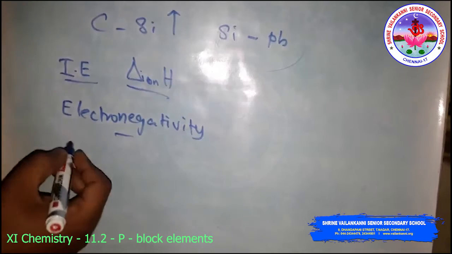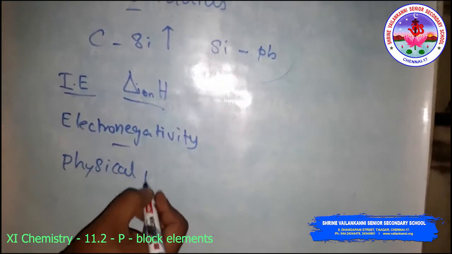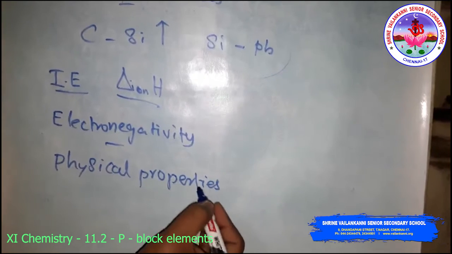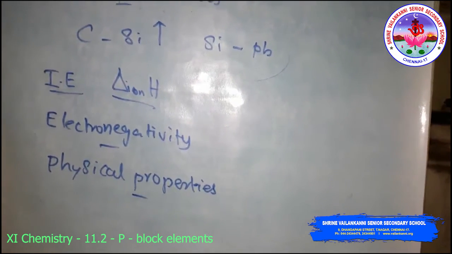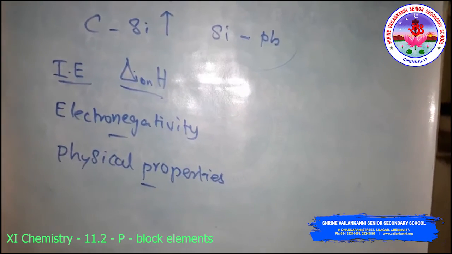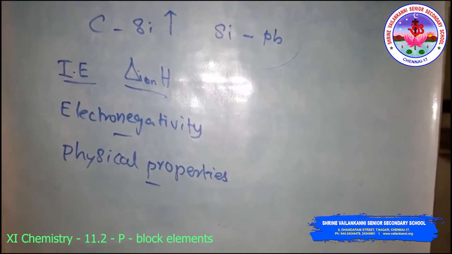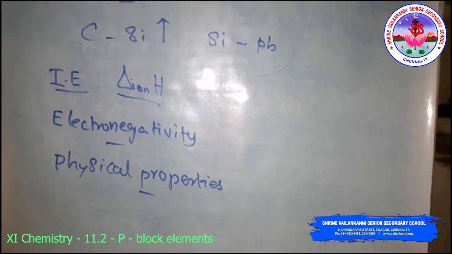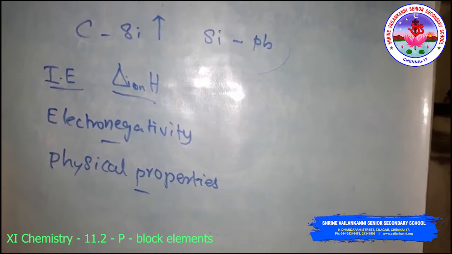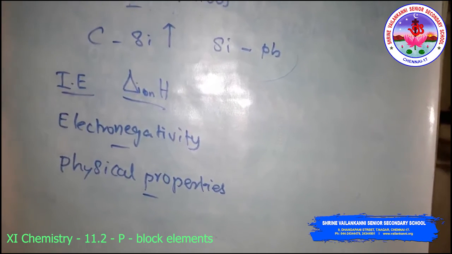Next are the physical properties. All the group 14 elements are solids. Carbon and silicon are non-metals. Germanium is a metalloid. Tin and lead are soft metals. They have low melting points. The melting points and boiling points of group 14 elements are much higher than those of the group 13 elements.